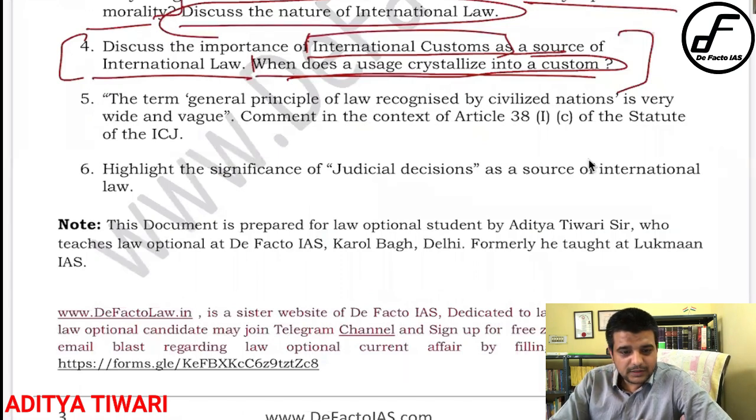What third is repeat? The third is that it helps in the formation of treaty. It is opinio juris, not just juris. Okay? Opinio juris. Okay.